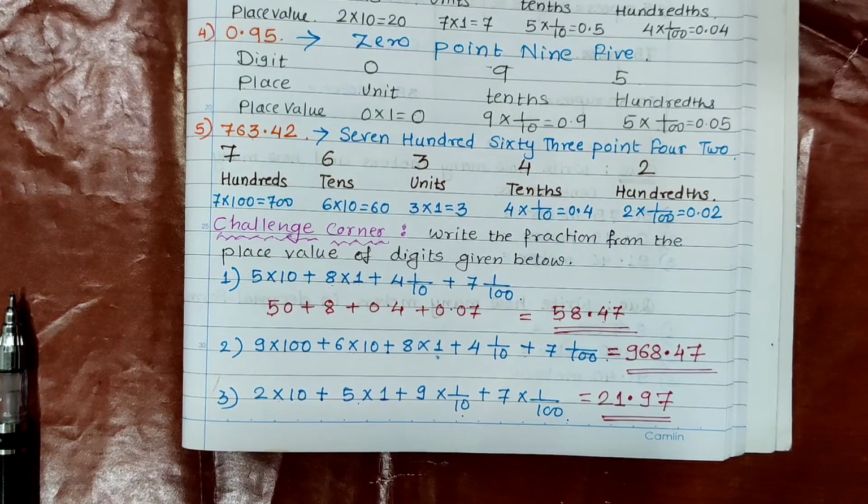So we have solved challenge corner questions also. We have completed activity sheet number 32, and before this we have completed 31 also.